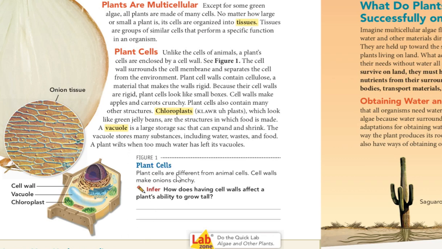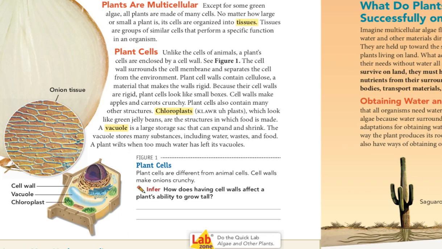Look at figure 1. Plant cells are different from animal cells. Cell walls make onions crunchy. How does having a cell wall affect plants' ability to grow tall? A question here. If plant cells did not have cell walls to give them rigidity and shape, could they grow tall?